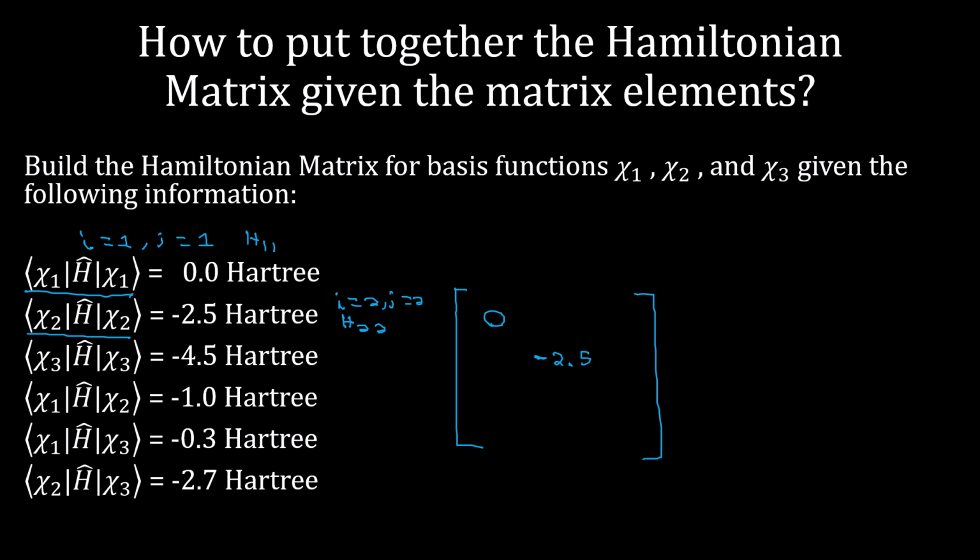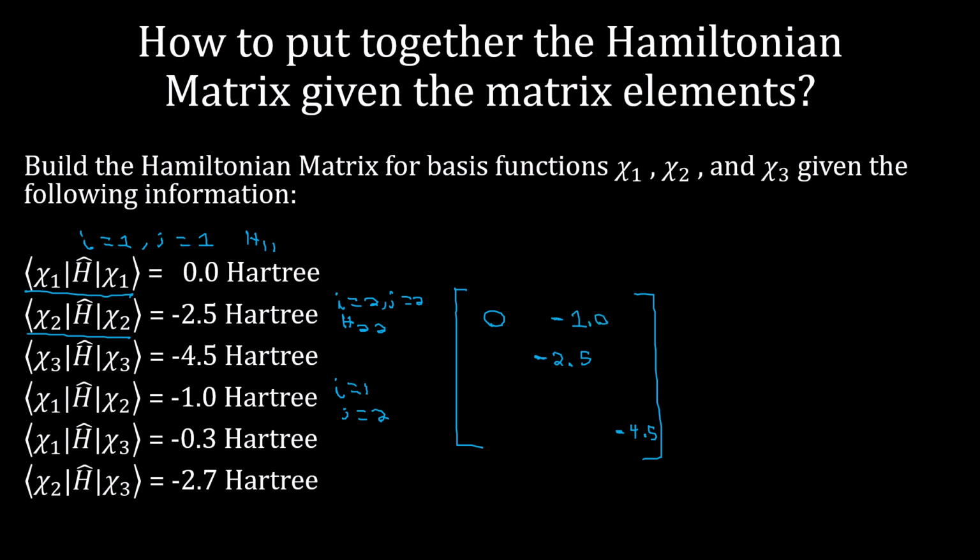And then finally, the third one we're given is chi3 Hamiltonian chi3. At this point, I'm not going to fully write out the i and j, but here we can see they're both equal to 3. So this tells us that in row 3, column 3, our matrix element is negative 4.5. Now let's look at the next matrix element. We have chi1 Hamiltonian chi2. So here we're given that i is equal to 1 and j is equal to 2. That means in row 1, column 2, we have a negative 1.0.